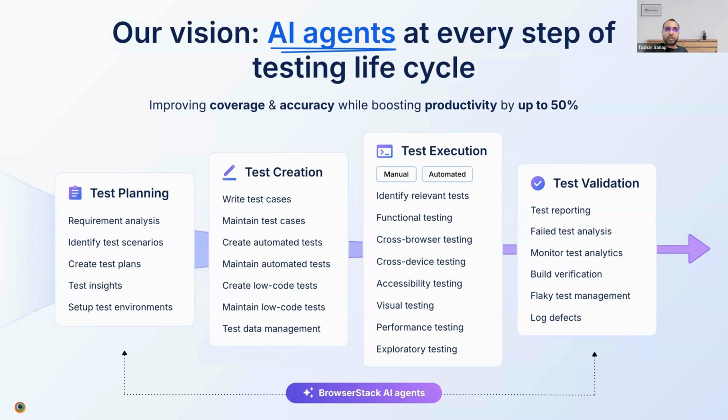And the next life cycle, once the execution is done, is test validation. We are building agents in test reporting, failure analysis, flaky test management, logging defects. So we are building agents across the life cycle, that is why we are confidently able to say we are going to boost productivity. Once you realize the entire life cycle of what we are building, that is going to boost to 50% productivity because the entire execution load is going to be taken off of your plate.